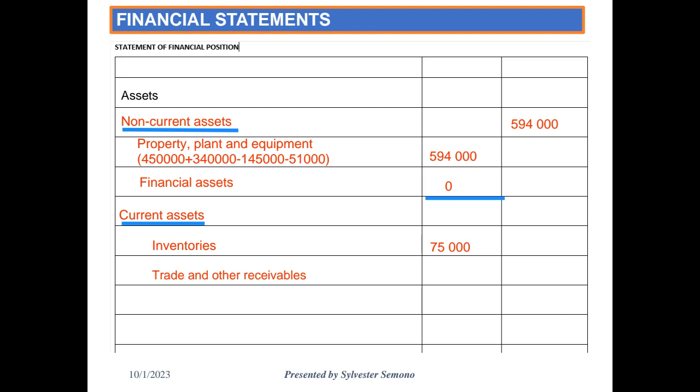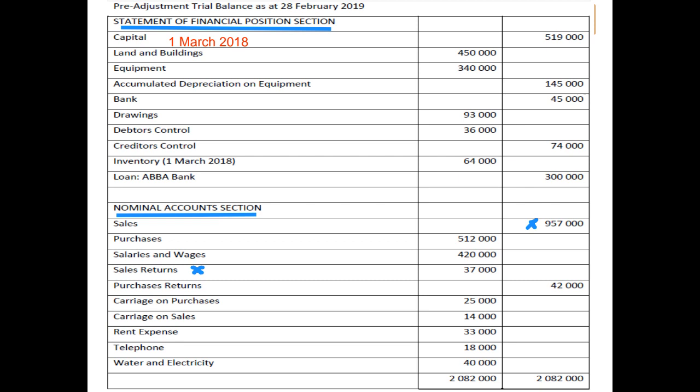Okay, how much is the debtor there from the list of balances, debtor control? 36,000. Okay. You said 36,000. But from the adjustments, did you write off any debt from the information? No, there's no one. I remember there is. Let's go back. So this is the balance that you gave me, 36,000. I agree, ne? 36,000 for debtors.